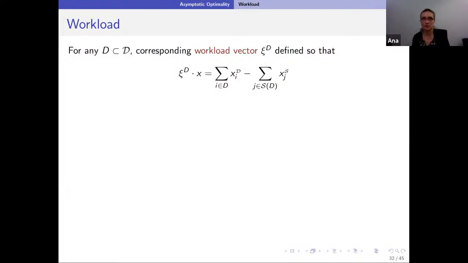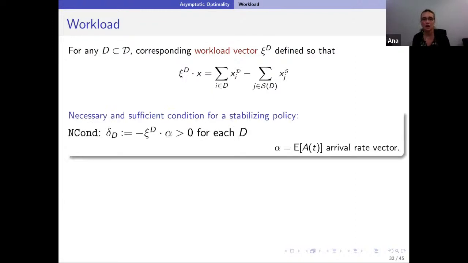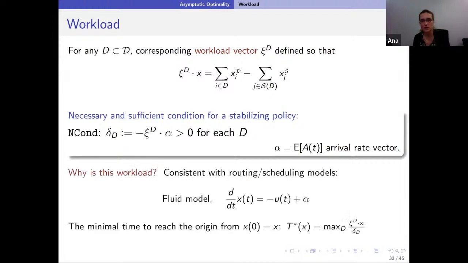For that, we are going to select a set of items D, and we are going to define a workload vector corresponding to this set as the number of items of classes that belong to D minus everything that can be matched with items in class D. Okay. And then we can rewrite necessary and sufficient conditions for a stabilizing policy, our N condition, in terms of workload vectors, and alpha is here the arrival vector. And why do I call this workload in my model? Because it nicely describes the minimal time to reach the empty state from any initial state.